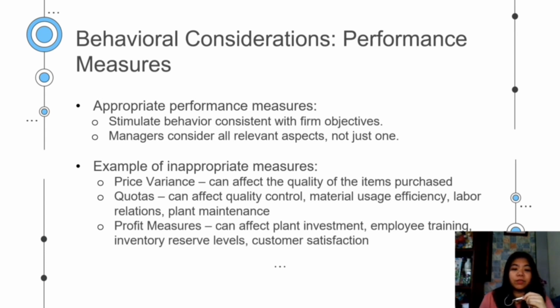So first is the price variance. It can affect the quality of the items purchased. Pag palaki ng palaki yung price variance natin from the standard price, hahanap tayo ng price na mag-fit sa standard price natin. And then, may possibility na makompromise yung quality ng product natin. The next, quotas, can affect quality control, material usage, efficiency, labor relations, and plant maintenance. And then lastly are the profit measures that can affect the plant investment, employee training, inventory reserve levels, and customer satisfaction.